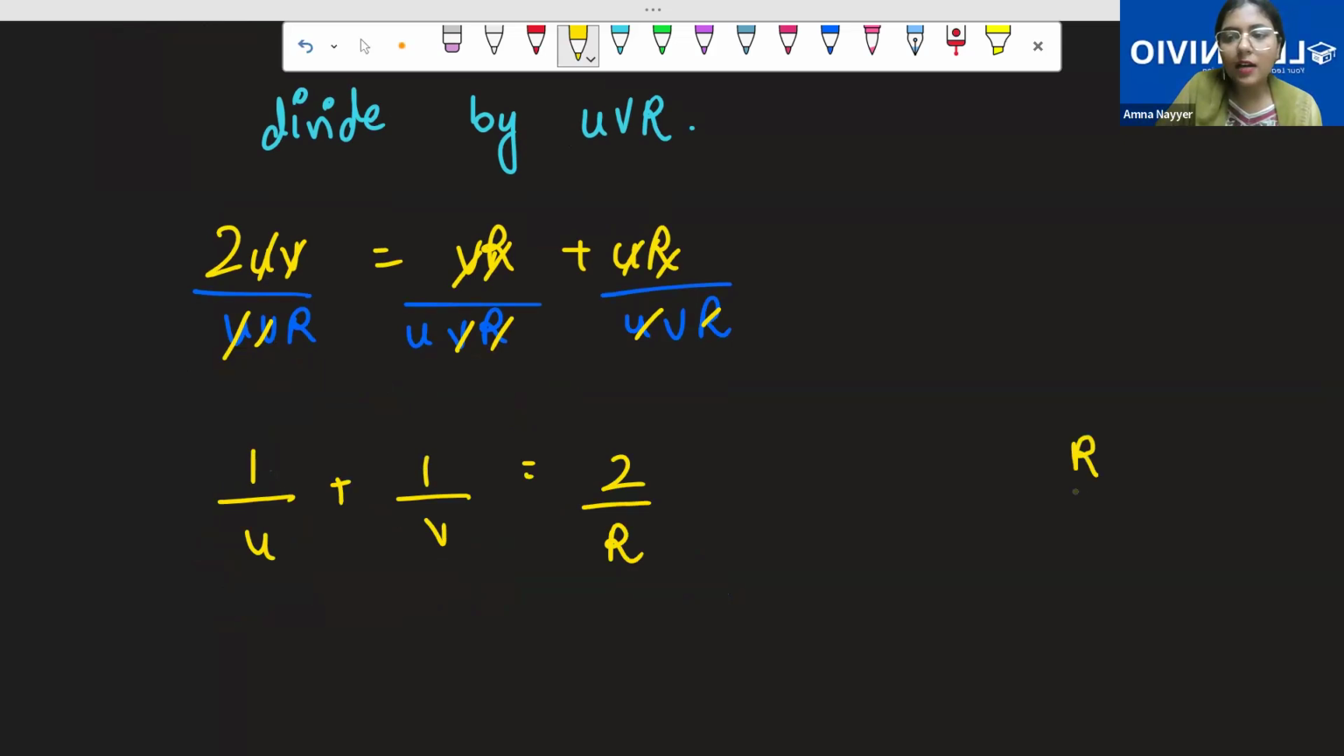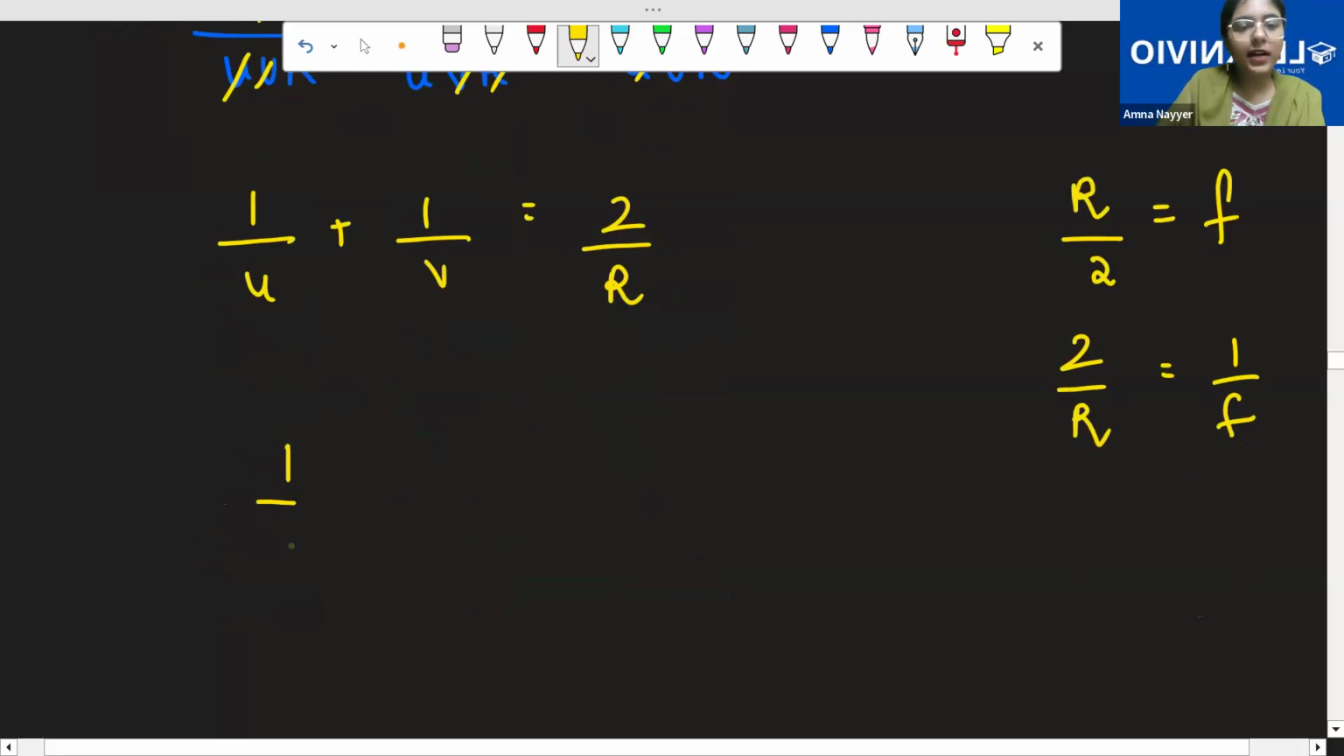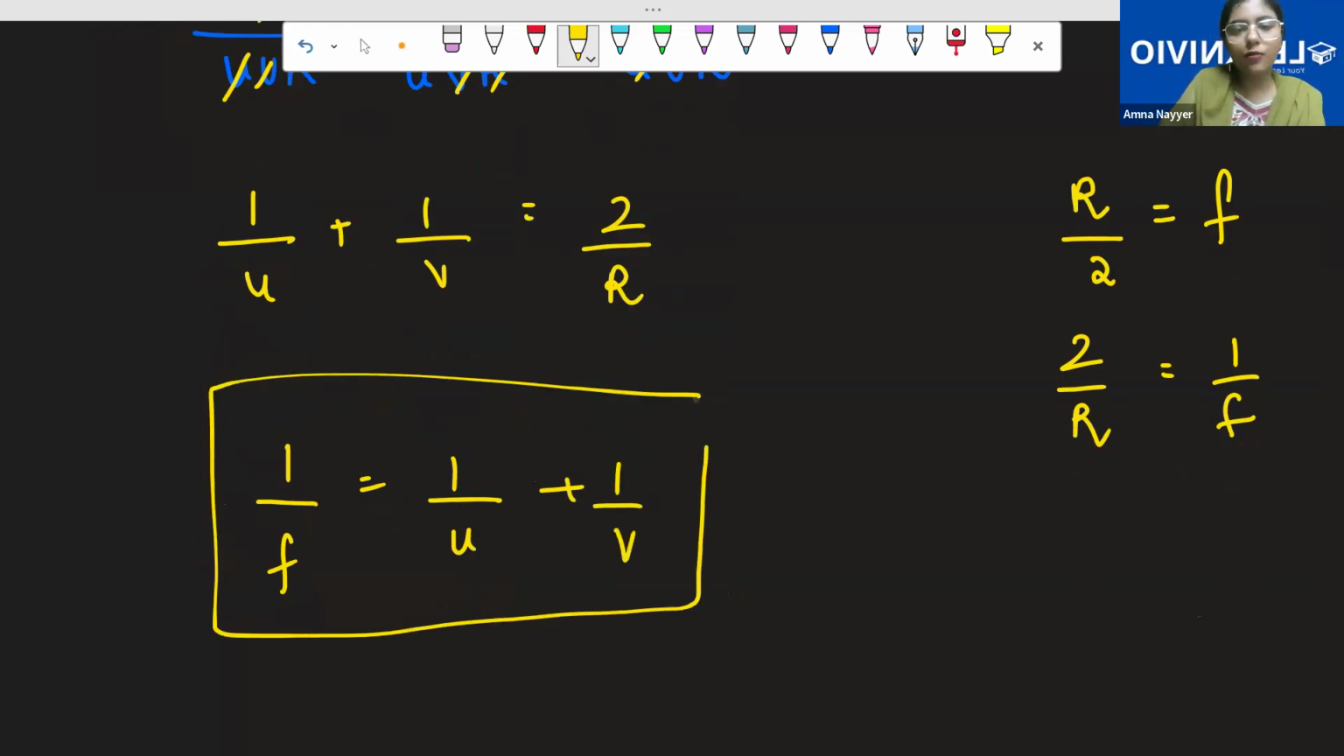This R by 2 is the focal length. So 2 by R will be 1 by F. So what do we have now? 1 by F is equal to 1 by U plus 1 by V. This is the formula which is known as the mirror formula.